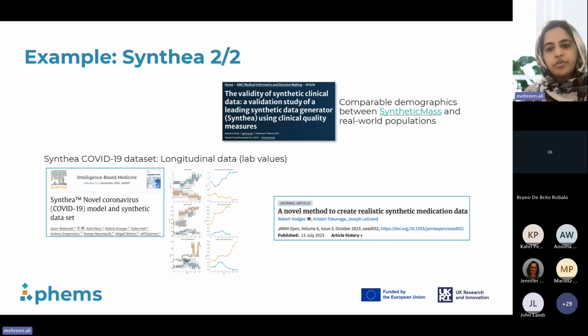Similarly, Synthea has been used to generate a synthetic Mass population based on the Massachusetts population. Then it has also been used to generate synthetic medication data. And these are studies that have shown some clinical validation as well. So you can follow the articles for that.